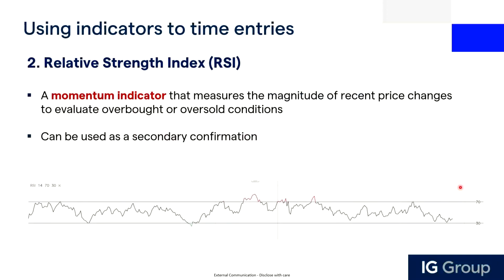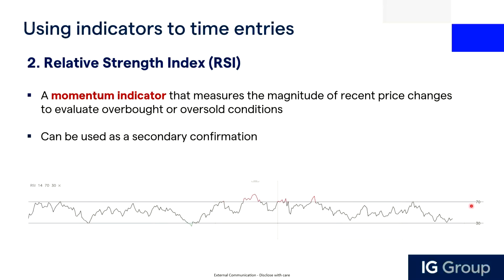Okay. So the second indicator that we want to use this time is a momentum indicator. Another confirmation we can use is this momentum indicator called the relative strength index. So we use this as a secondary confirmation.